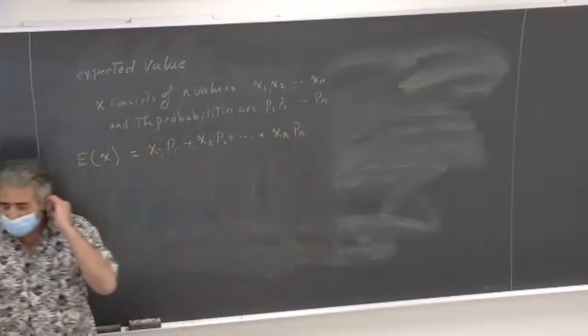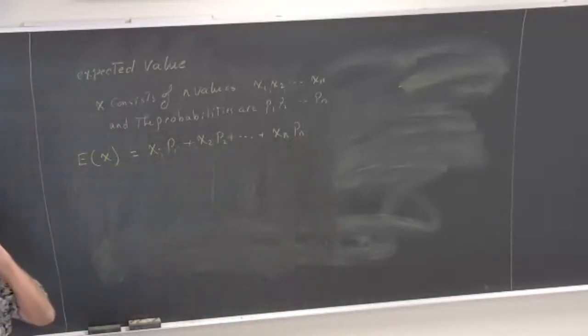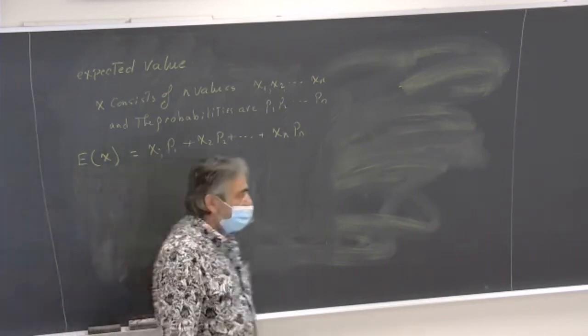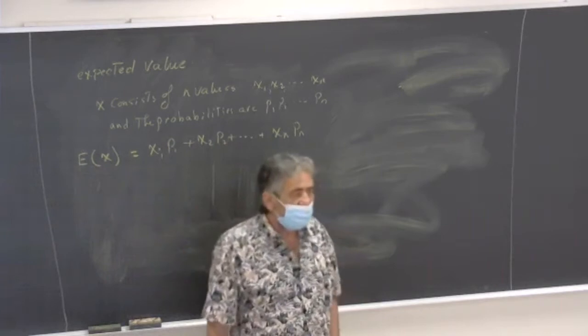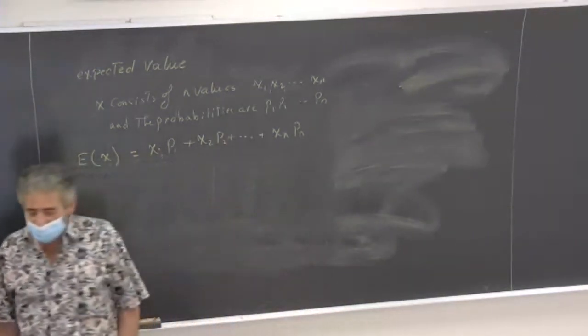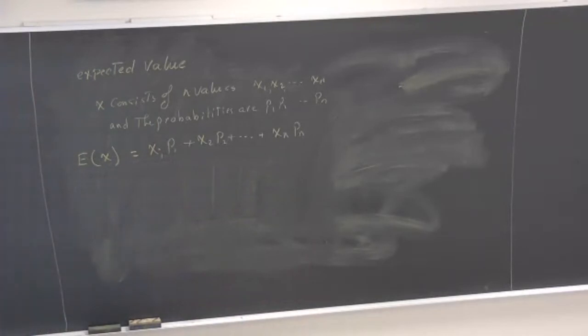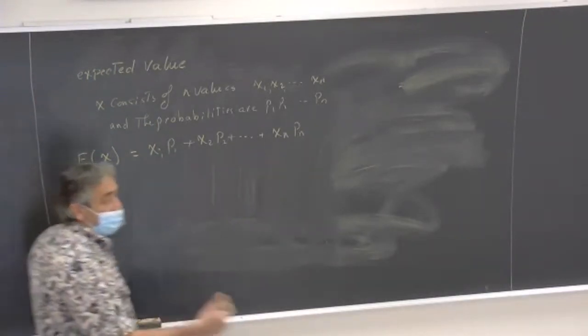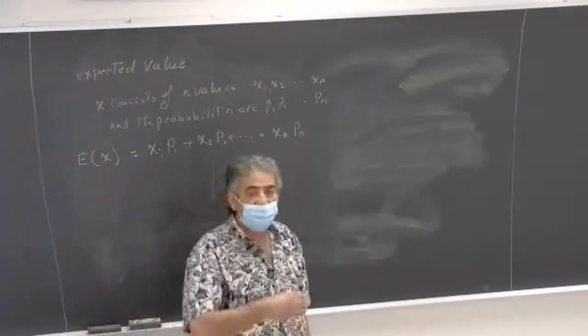Where we take all the values and we multiply them by their corresponding probability. We do that, that means this is the expected value, or the average. So we could have done that for the coin, we could have done that for rolling a die, where x would be whatever.